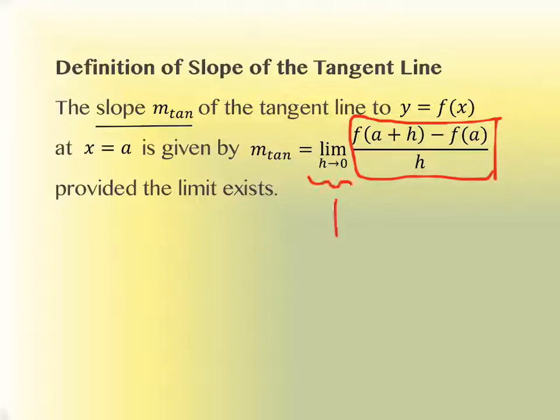This piece is telling you that the h value, that is the distance between the two x values, is getting very, very small. Those two x values are getting very, very close together. I'm going to draw you a picture of what's going on here after you guys have a chance to write that down.